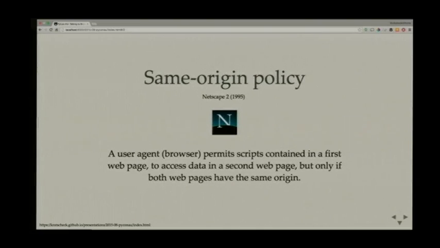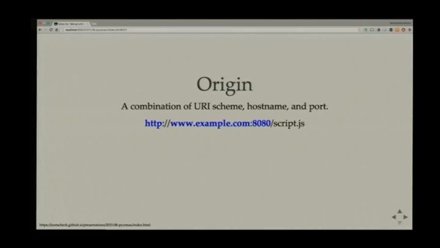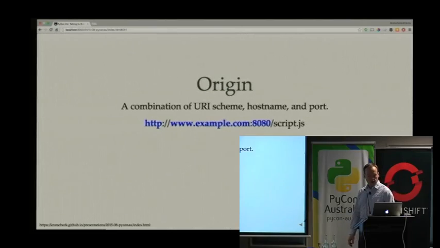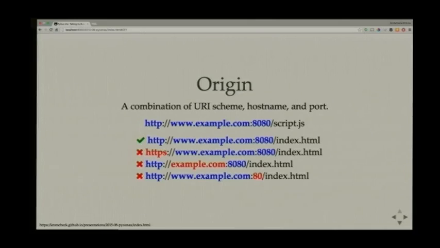So to begin, the same origin policy came out in 1995. Think about that. That's 20 years ago, when Netscape 2 first introduced the JavaScript engine. The point is that if you have a script inside of an HTML page, you're allowed to access the content of other pages as long as the origin is the same. What does that actually mean? It means a combination of URI scheme, hostname, and port. So if you have this script, it can read this HTML page inside of an iframe, but it cannot read either one of those three.